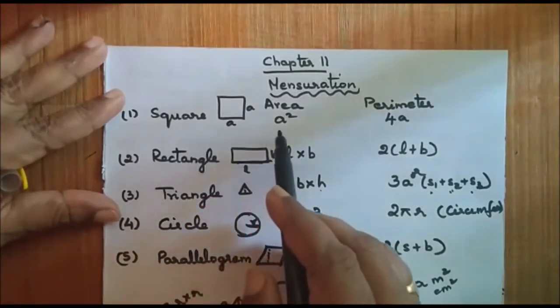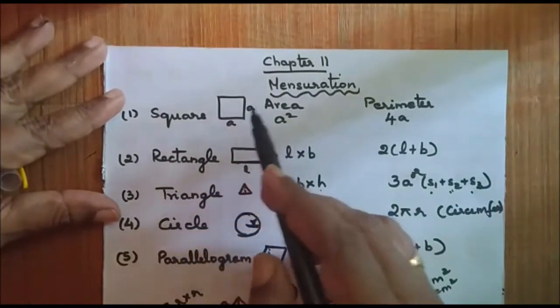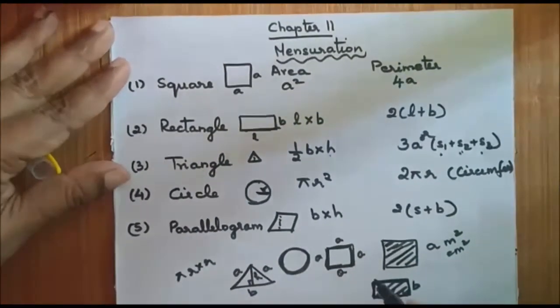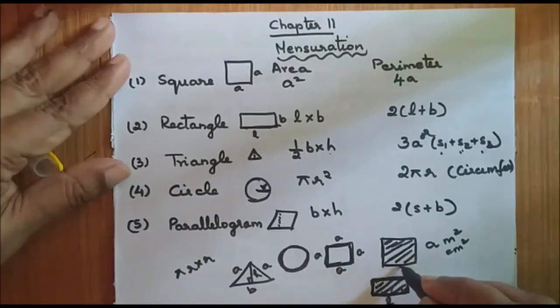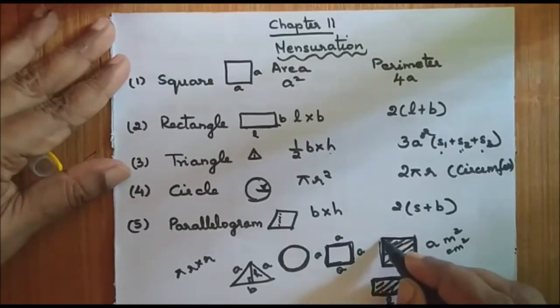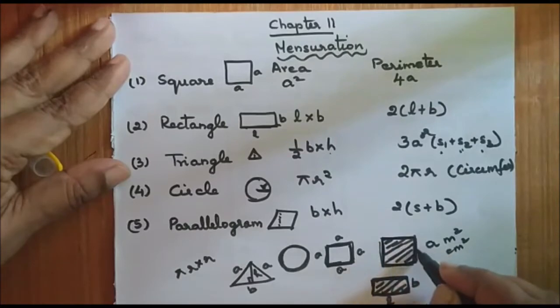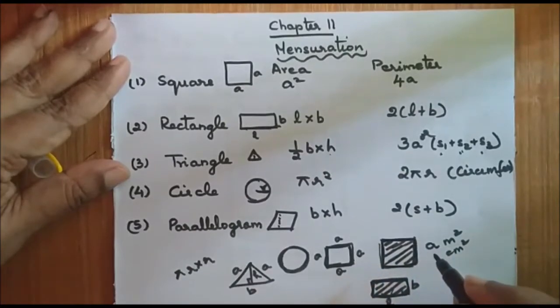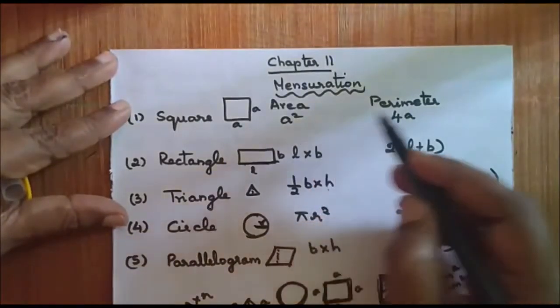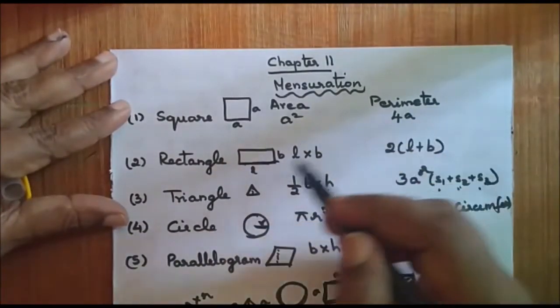Now, what is area? Area is nothing but the total, this full shaded area, which is called the area of a square. Now, what do you mean by perimeter? Perimeter is nothing but the surrounding boundary of the square. This surrounding length is called the perimeter of a square. So now what is the area of a square? It is a squared and perimeter is 4a.